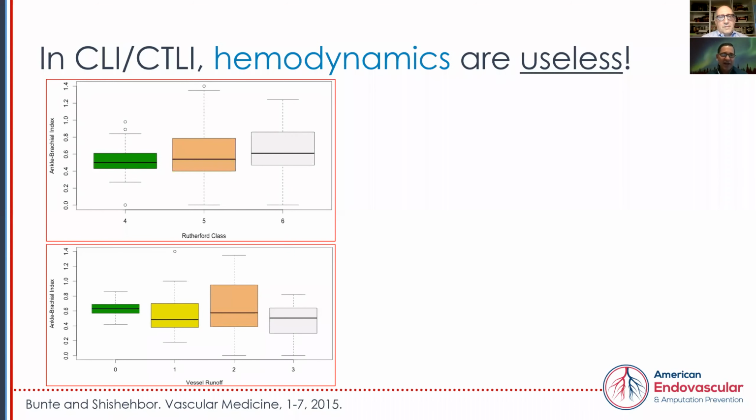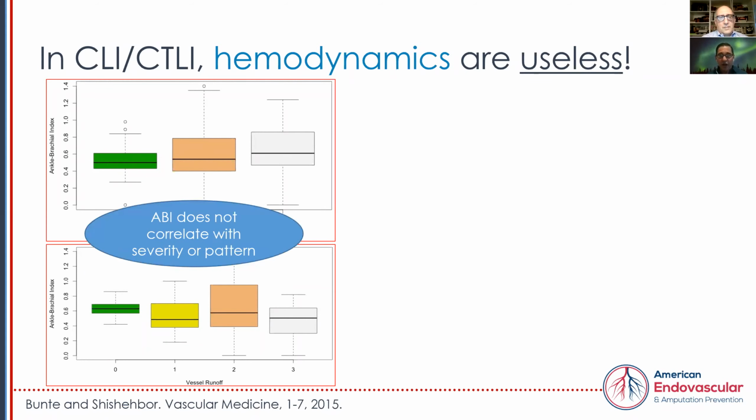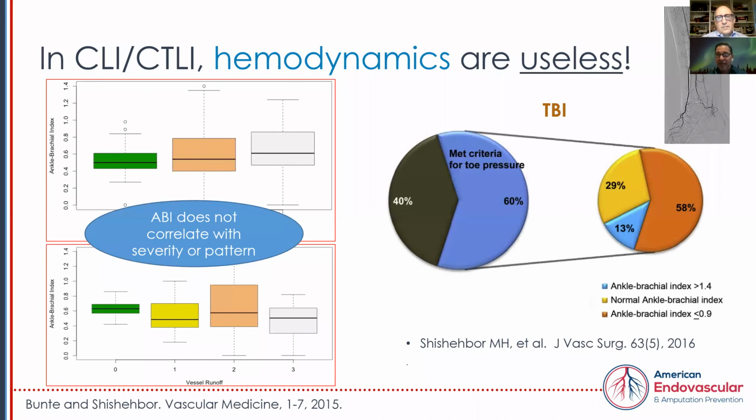And you see that across Rutherford class and across the type of runoff pattern, there's really no discernible difference in ankle brachial index. So it's not distinguishing for you the severity of disease or the anatomic pattern of disease. Even if you look at toe brachial indices, this is a different article by Dr. Shishabor.